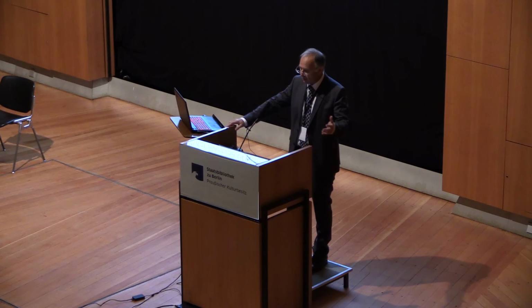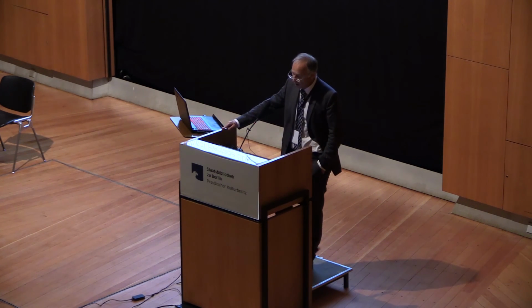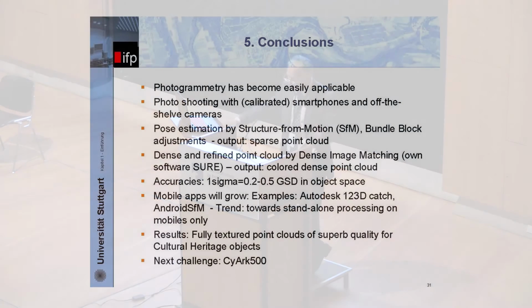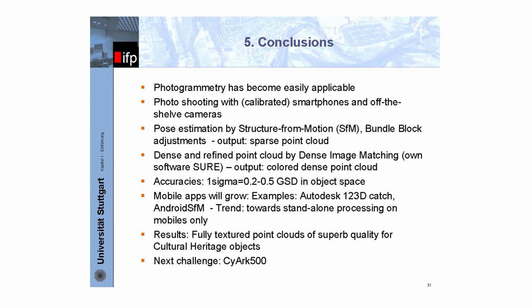Okay, conclusions. Photogrammetry has become easily applicable. The photo shooting with, I say always, calibrated smartphones and off-the-shelf cameras is easy to do. The pose estimation, that means orientation and precision, can be done by structure from motion. The output is a sparse point cloud. With the oriented photos, we go into the dense image matching software, and we get a colored dense point cloud. The accuracies in X and Y are around 0.2 GSD, ground sampling distance, and in depth we have around 0.5 ground sampling distance.